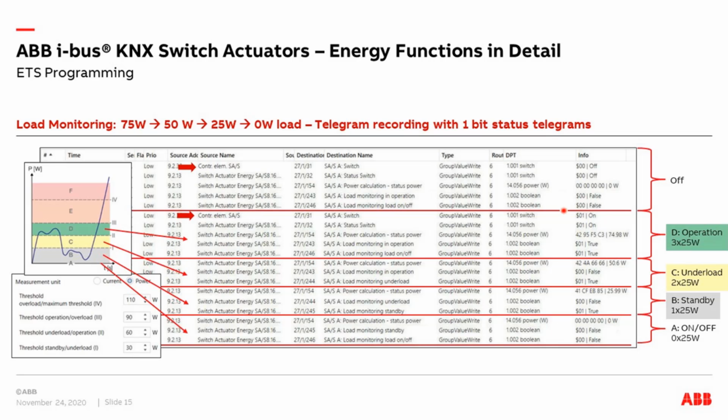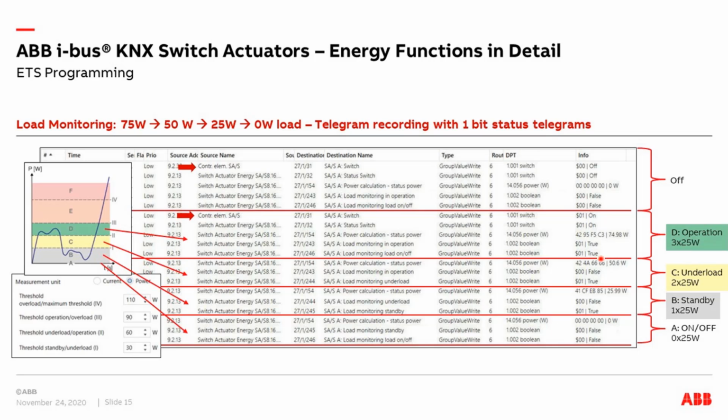Then we turn on, status on, and the power is 75 watt, which means we are in the normal operating range because the thresholds are programmed accordingly. What does it mean for our status information regarding load monitoring? It's in operation, normal operation, yes. And load is on. That's the further information you get. It's anyhow on. That's also true.